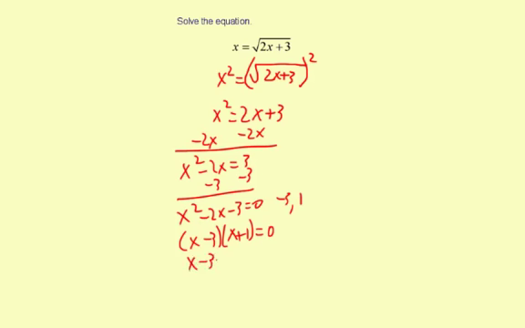So x minus 3 equals 0, x plus 1 equals 0. So add 3 and get x equals 3. Subtract 1, get x equals negative 1. So these are our two possible answers, x equals 3 and x equals negative 1.